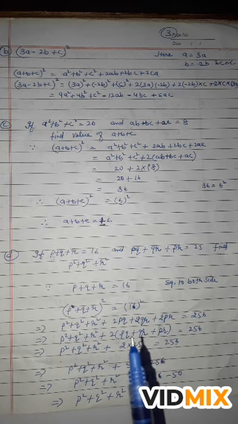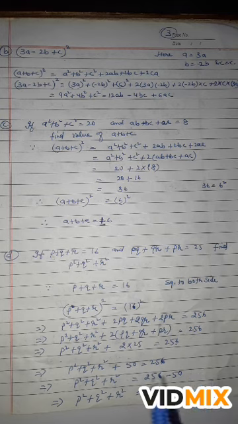We substitute the value of this bracket, which is 25. 2 into 25 is 50. We shift the 50 to that side, so p square plus q square plus r square equals 256 minus 50. We get the value: p square plus q square plus r square equals 206.